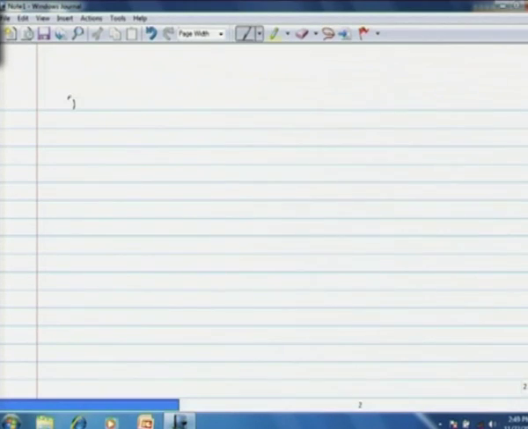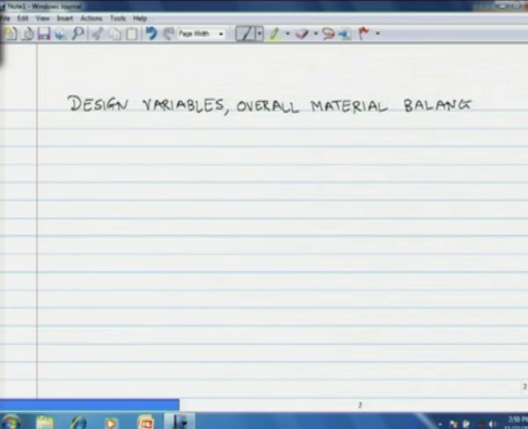We have already seen the first 5 decisions in previous lecture. So, now we go for the 6th decision, that is identification and optimization of design variables. Design variables, overall material balance, and stream costs. That will be the topic of today's discussion.